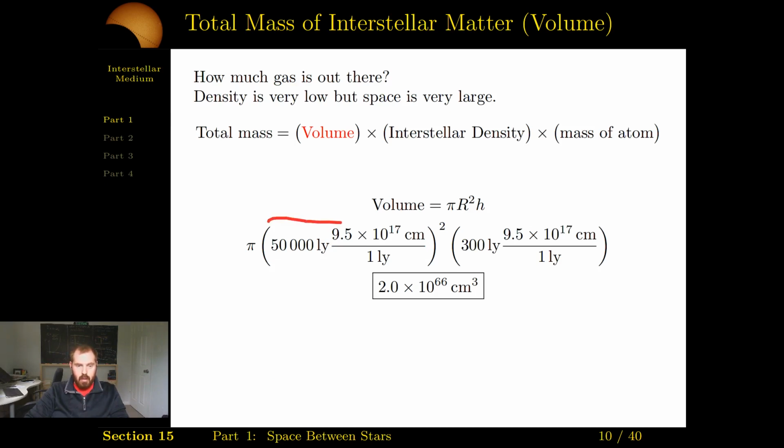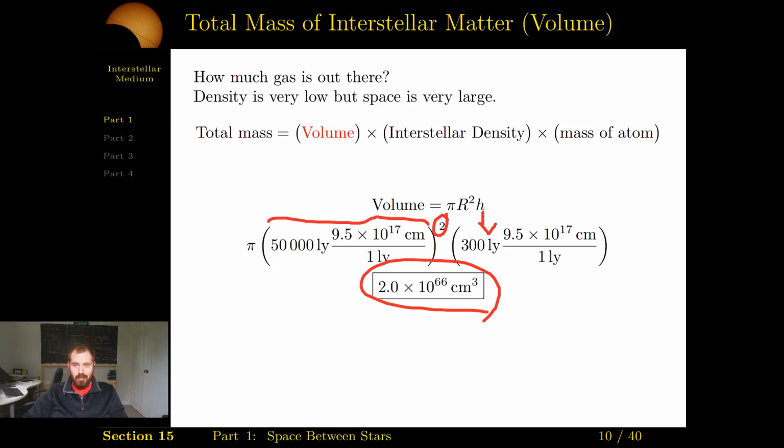So we're saying here is our radius squared in centimeters. Now do the same thing for the height of our cylinder. It's 300 light years, and we need to convert it into centimeters again. So same factor, 9.5 times 10 to the 17th centimeters in 1 light year. Do that calculation, and we're going to find that the volume of the galaxy is this massive number, right? 2 times 10 to the 66 cubic centimeters.